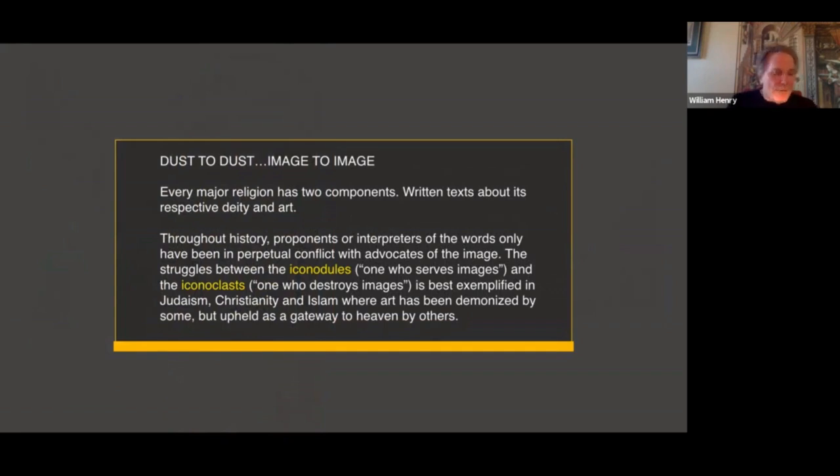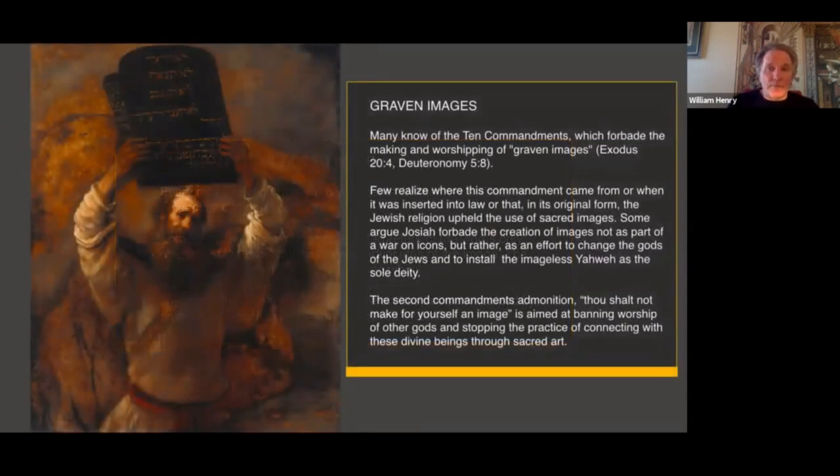Every major religion has two components: written text about its respective deity and art. And throughout history, proponents or interpreters of the words only have been in perpetual conflict with advocates of the image. The struggles between the iconodules, those who serve images, and the iconoclasts, those who destroy images, is best exemplified in Judaism, Christianity, and Islam, where art has been demonized by some, but upheld as a gateway to heaven by others.